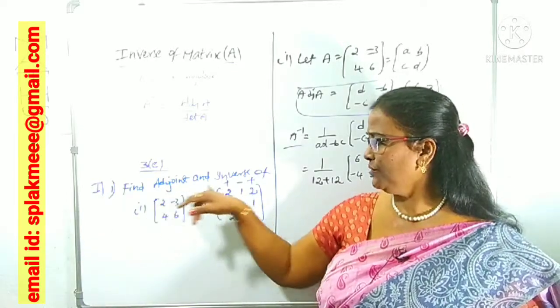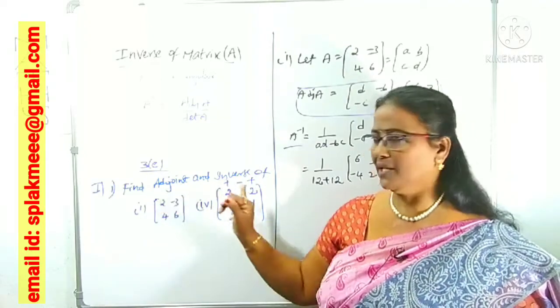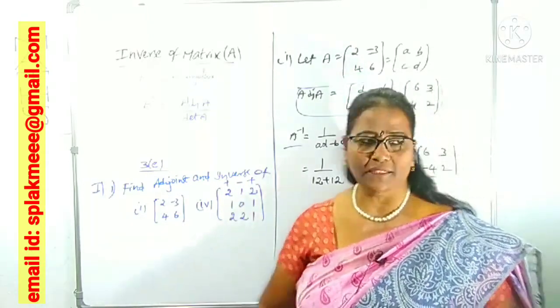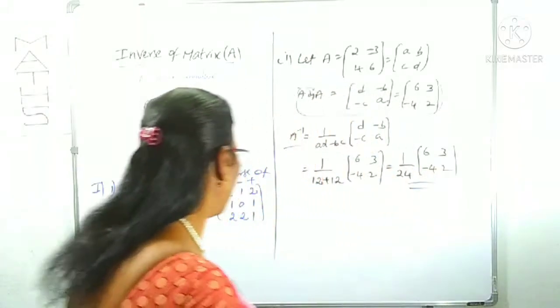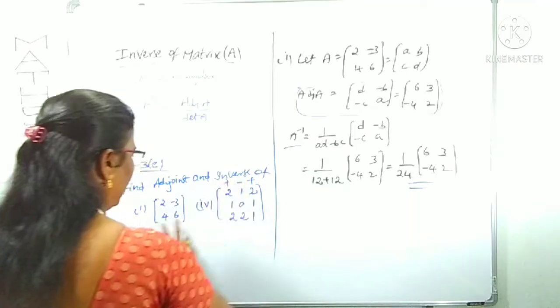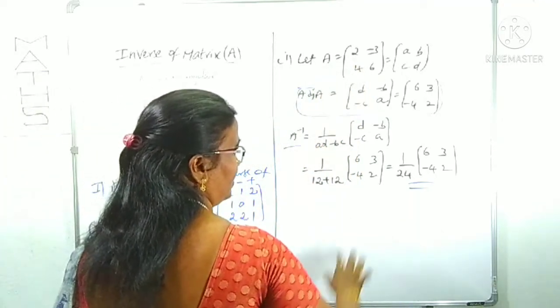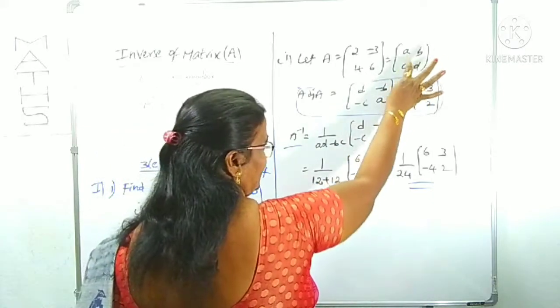The question asks for the adjoint and the inverse. To find the inverse, we must find the adjoint. Let us see how to do both. The first bit I already did here. So how can you do it? Let A be 2, -3, 4, 6. A is 2, -3, 4, 6. You can compare with the formula matrix A, B, C, D.